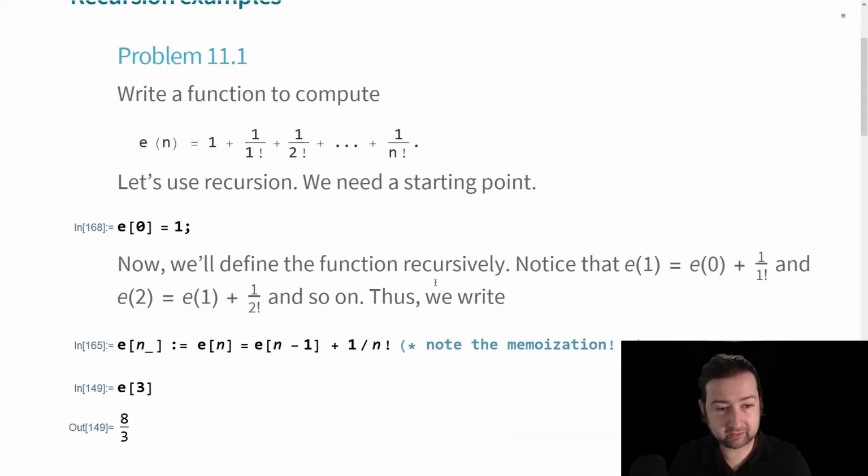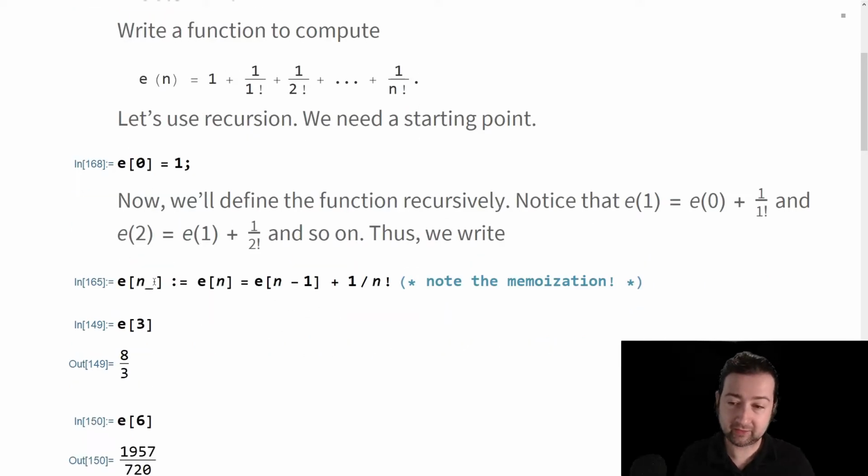E1 is E0 plus 1 over 1 factorial. E2 takes E1, which was this bit right here, and adds 1 over 2 factorial to it. En is going to take En minus 1, which is all this, and is going to add 1 over n factorial to it. So we're going to write En is equal to En minus 1 plus 1 over n factorial.